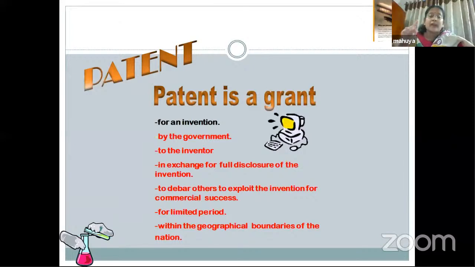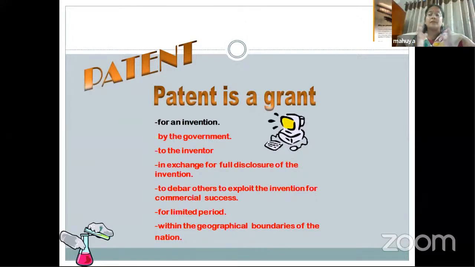A patent is a grant for an invention by the government to the inventor in exchange for full disclosure of the invention, to debar others from exploiting the invention for commercial success for a limited period within the geographical boundaries of the nation. That means if you file your patent in India, it will be granted in India, and your right to sell, make, and use your patent will be in India. There is no global patent. However, there is a system called the Patent Cooperation Treaty. Through this system, a patent can be filed worldwide in 142 to 150 countries.